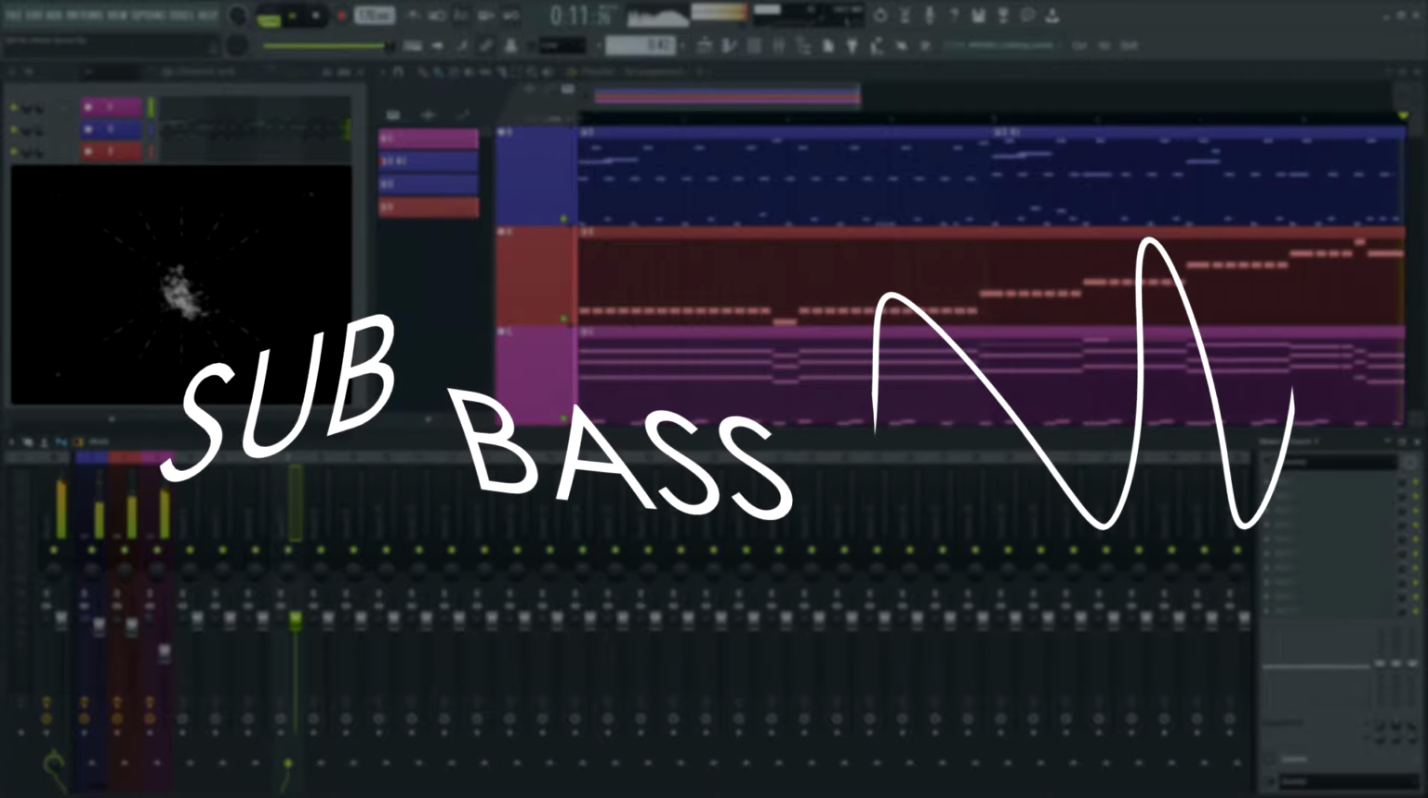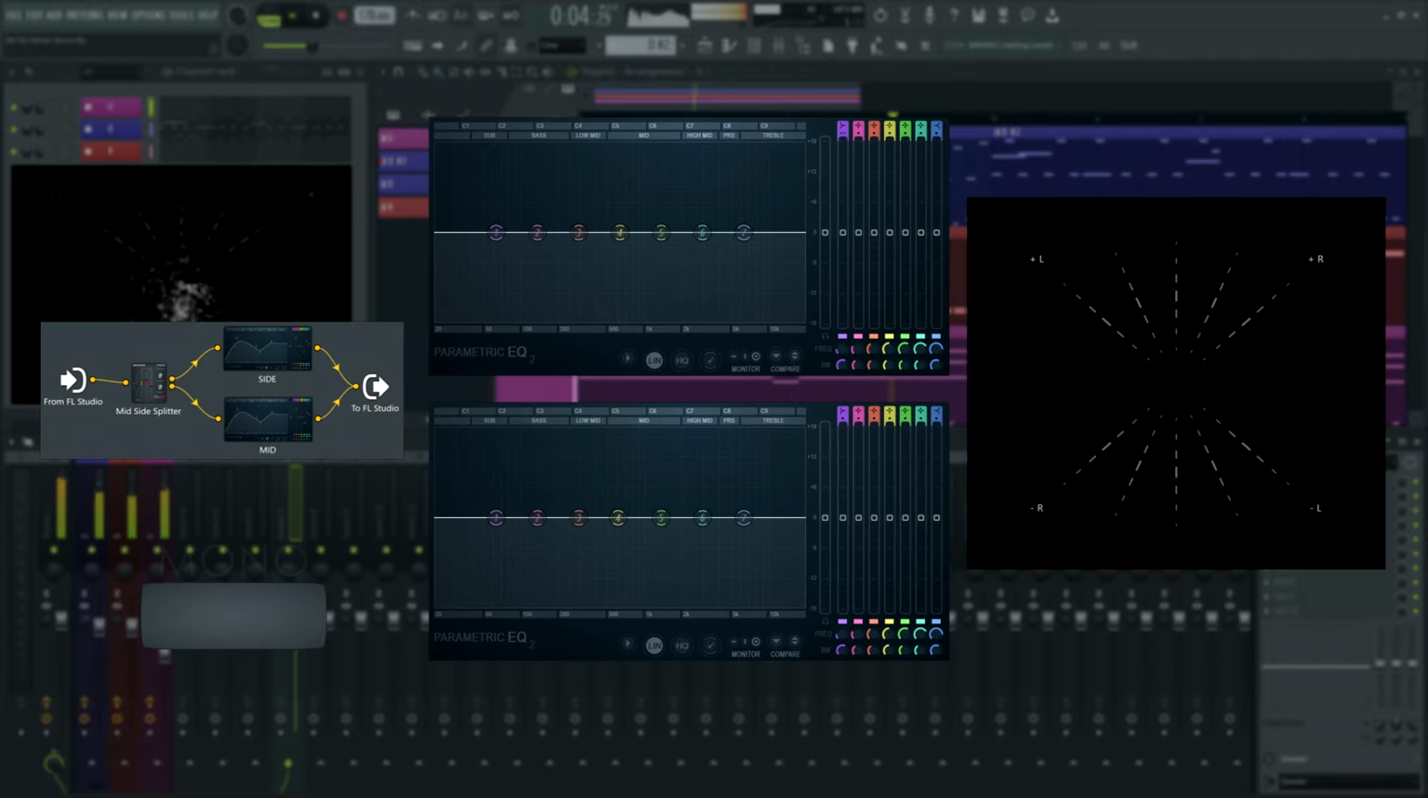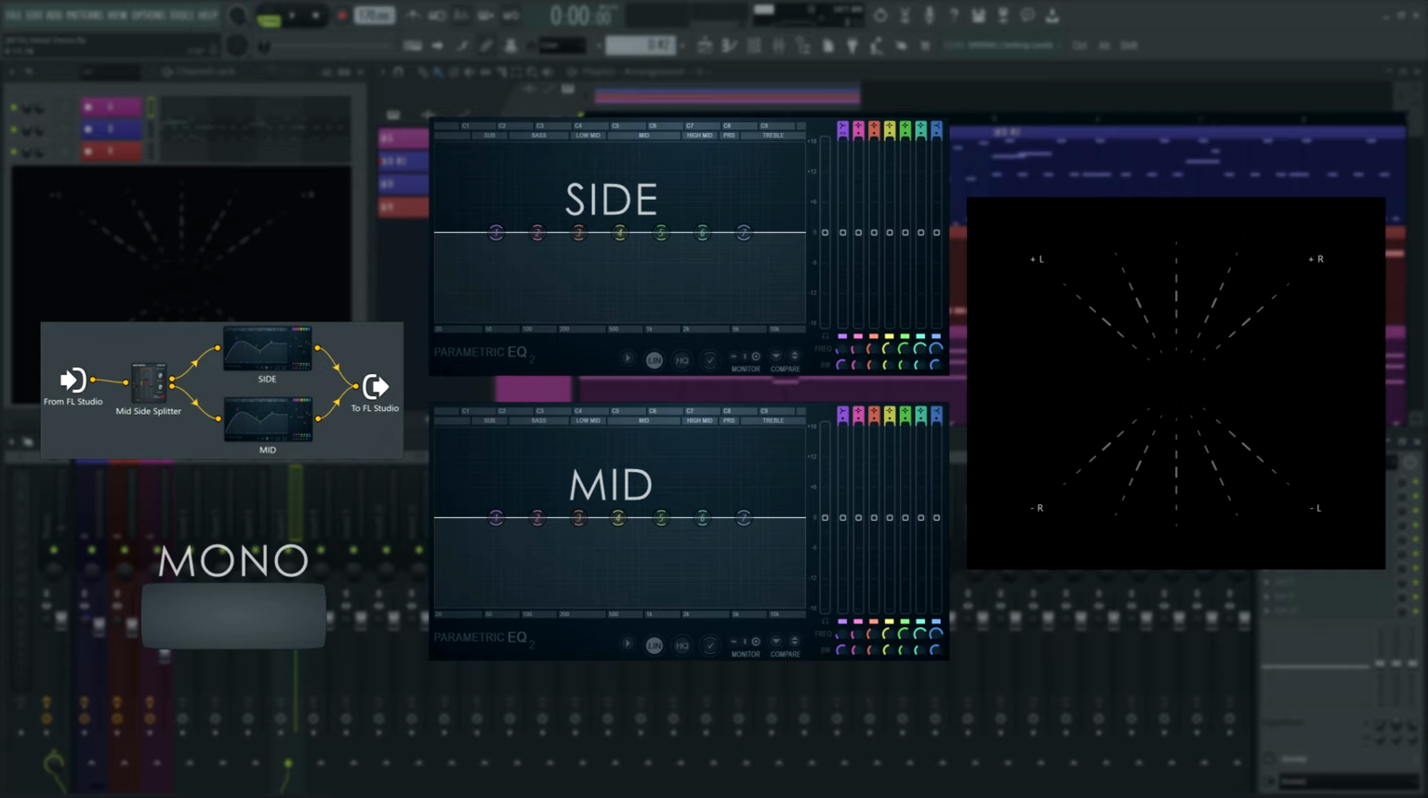The easiest way to make sure that's not the case is to use mid-side EQ, like this patcher preset here, and then put a high-pass filter on the side channel. If your bass begins to warble or sound weak after you've done that, you know there's a problem at the source. I'll play this in stereo and then in mono so you can hear the difference, and then we'll add mid-side EQ.